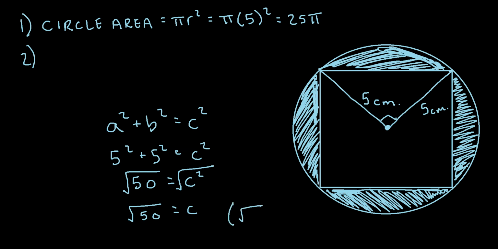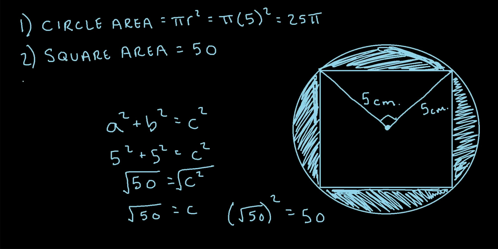So what would that be? The square root of 50 squared, that's just 50. So the area of the square is 50. So we'll write equals 50. And the very last step is we need to subtract the area of the square from the area of the circle. So I'll make a little room right here.